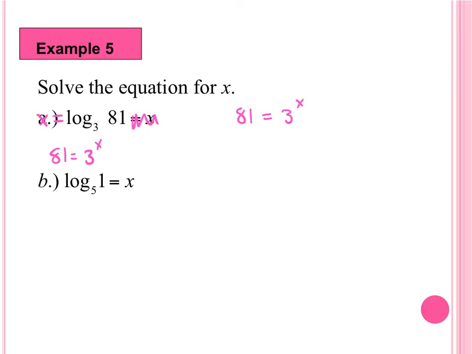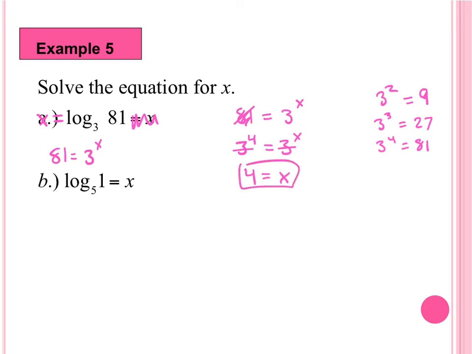So we know 3 squared is 9. So that doesn't work. 3 cubed would be 27. That doesn't work. 3 to the 4th power would be 81. So 81 becomes 3 to the 4th power, and that's equal to 3 to the power of x. We can cross out our 3's, so we have 4 is equal to x.